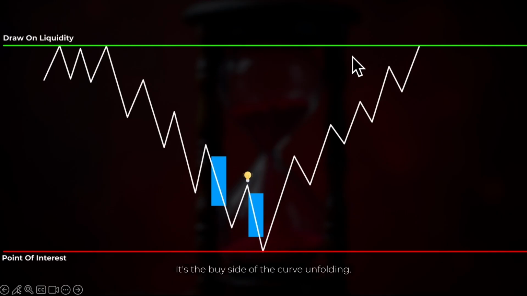This is the buy side of the curve unfolding. When it comes to this schematic, it's important to understand that on the left side of the curve, there are going to be imbalances which will be formed. These imbalances are going to form the moment that price expands away from a prior retracement. And the reason why this is important is because the left side of the curve determines and influences how the right side of the curve is likely going to deliver.